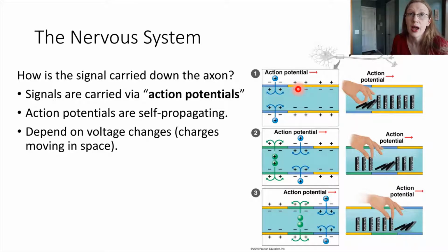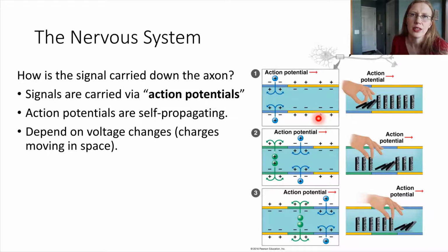So what ends up happening is the neighbors then open their channels, neighbor channels open up, and then we'll have charges that'll flood in right there. Meanwhile, this one kind of returns to normal. Okay, but let's continue on. So this charge just rushed in. That's going to cause its neighbors to do the same thing. So it ends up being propagated like a wave down the axon.